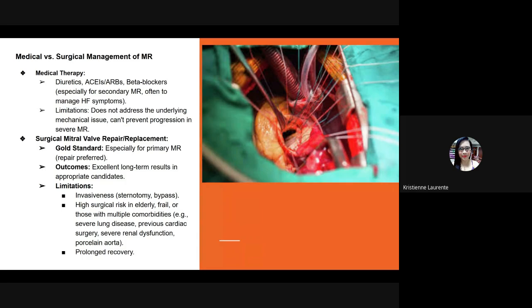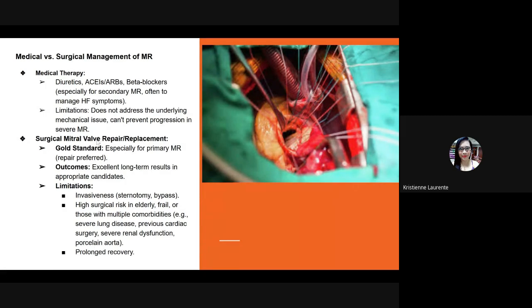Then we have the second, management: the surgical mitral valve repair or replacement. For decades, this has been the gold standard of severe MR. Open heart surgery has often been the definitive treatment for severe mitral regurgitation in appropriate candidates. It still remains the gold standard for many patients, especially those with primary MR.